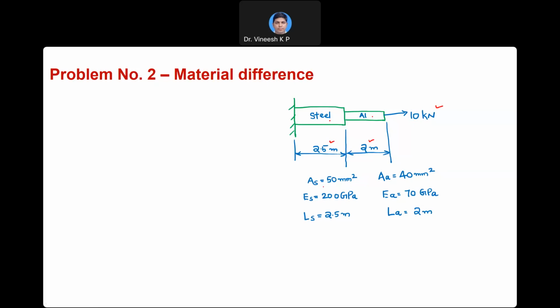The area of cross-section of steel is given as 50 millimeter square. The Young's modulus is given as 200 gigapascal and the length of steel is given as 2.5 meter. Similarly, for aluminum, the area of cross-section is 40 millimeter square, Young's modulus is 70 gigapascal, and the length is 2 meter.